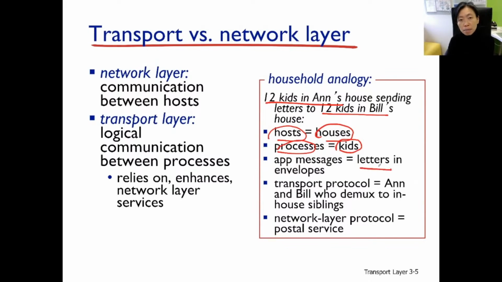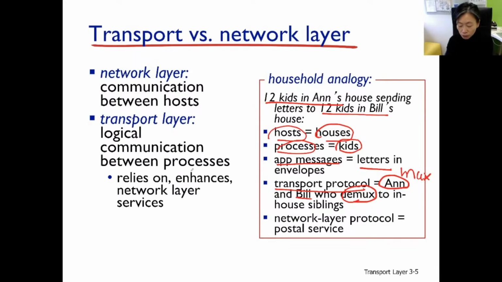So each letter generated by each kid is an application message. Anne and Bill will then be the transport layer service. So Anne here is the sending side of the transport layer service, taking all the envelopes and dropping them into the mailbox. So it's mixing all the envelopes into the mailbox. Bill, on the other hand, will take all the letters out of the mailbox and distribute each envelope to the destination processes, to each of the kids, right? So Bill there is demultiplexing the envelopes from the mailbox, and Anne there is multiplexing the envelopes into the mailbox.